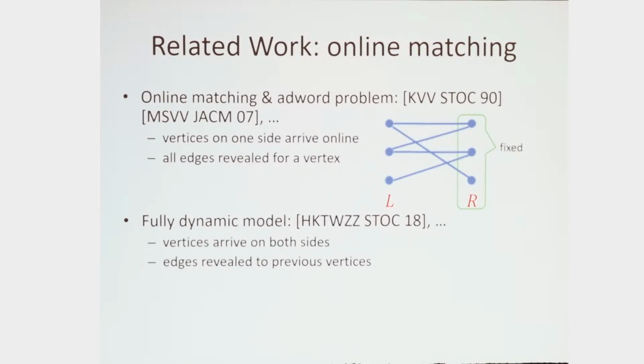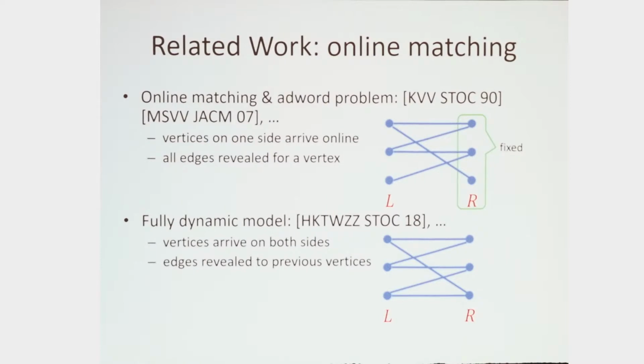Another line of work is pretty recent, on a fully dynamic model where vertices can arrive on both sides. So we don't fix one side in advance. So it will look like this. First a vertex on the right arrives, then a vertex on the left, then another vertex on the left. And every time a vertex arrives, we reveal all the edges to all previous vertices on the other side. So it could look like this.